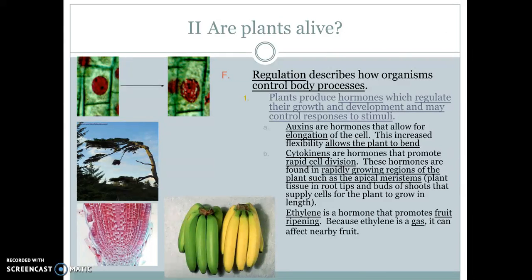And then ethylene is actually a hormone that promotes fruit ripening, and because ethylene is actually a gas, it can affect nearby fruit. So if you have a rotting banana in a bowl with a bunch of fresh bananas, those bananas are actually going to rot pretty quickly because that ethylene is being expelled from the other fruit.